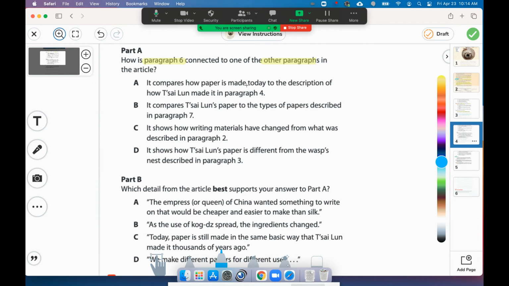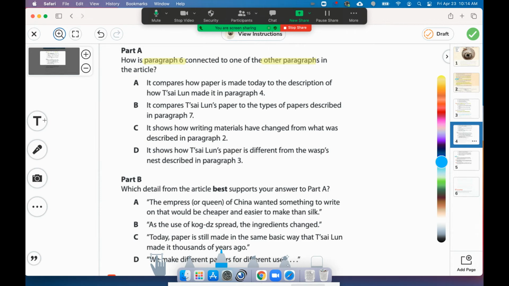Does it compare how paper is made today to the description of how Ceylon made it in paragraph 4? Does it compare Ceylon's paper to the types of paper described in paragraph 7? Does it show how writing materials have changed from what was described in paragraph 2? Does it show how Ceylon's paper is different from the wasp's nest described in paragraph 3?